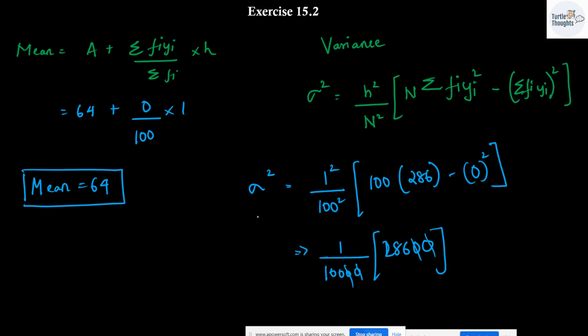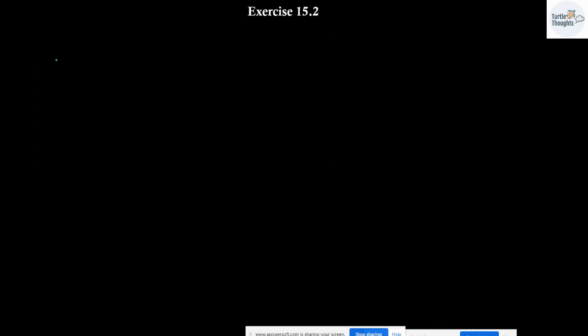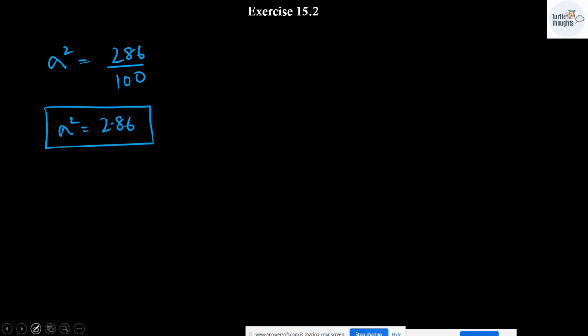286 divided by 100, that is going to be your sigma square. Sigma square is going to be equal to 286 divided by 100. You can tell sigma square is going to be 2.86. This is going to be your variance. But actually, what is that we are finding out? We are actually finding out the standard deviation.